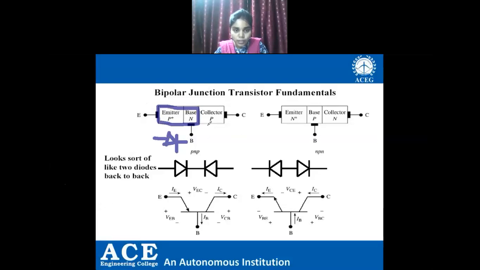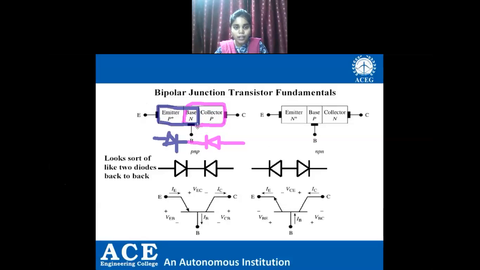Let us see another thing. Now when you consider this part again, here you can see N and here you can see P. That means again you are going to see a diode format, right? This pink one is also looking like a diode. Which diode? A PN junction in this format. Now what can we say about this?